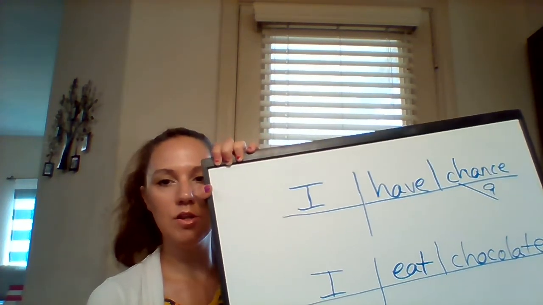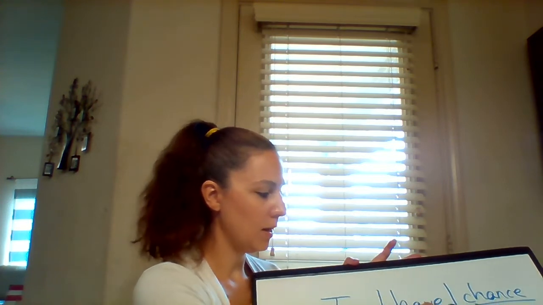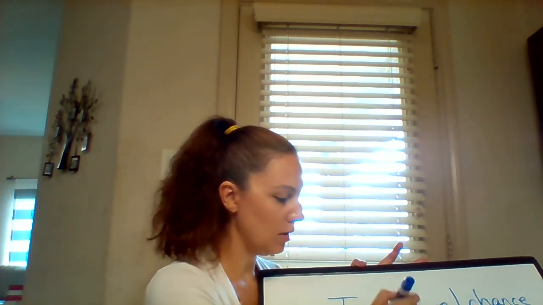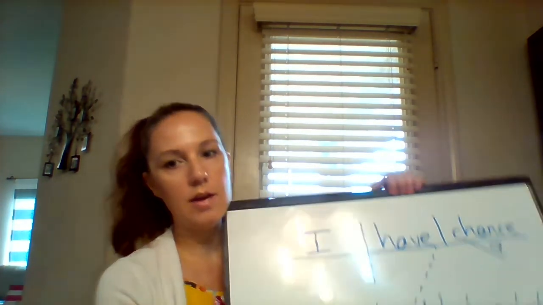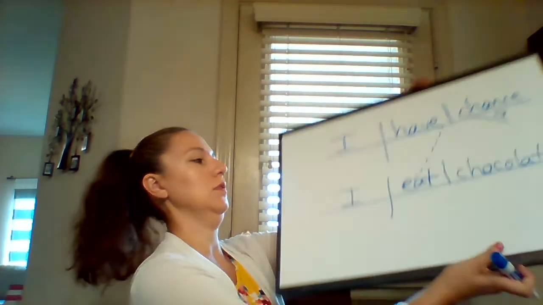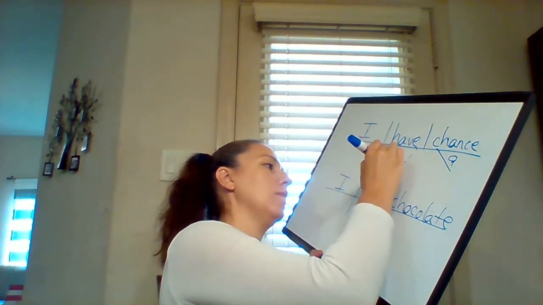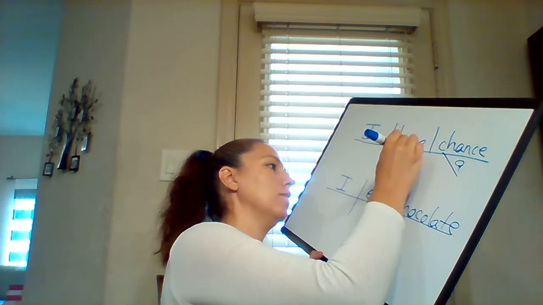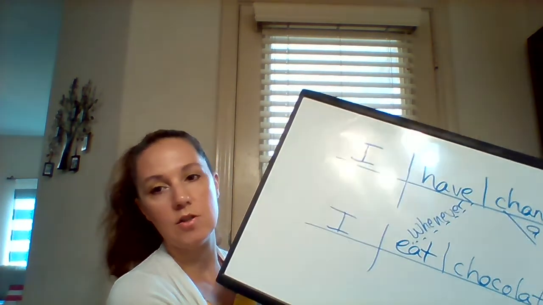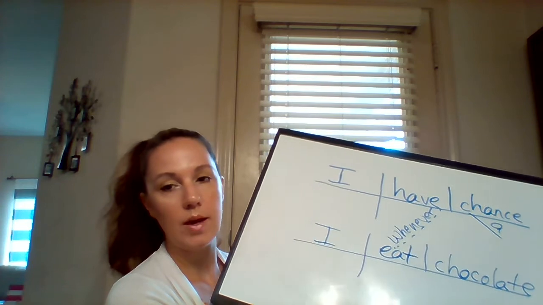Okay, whenever I have a chance I eat chocolate, all we have left to do is our adverb phrase. So I'm connecting have and eat. And you could do it this way or this way. It's just a dotted line when you're connecting things in a diagram. So this is kind of bulky. Whenever comes between them. Because that describes when. Okay?